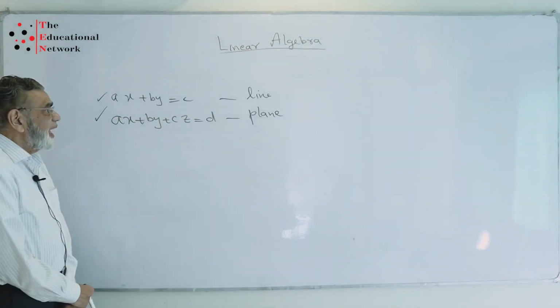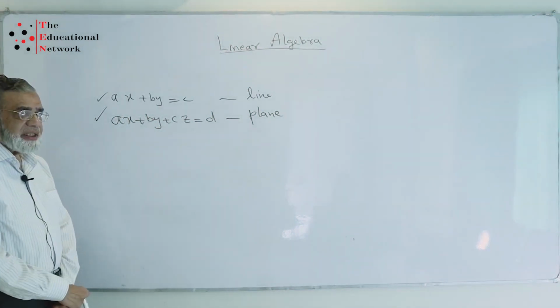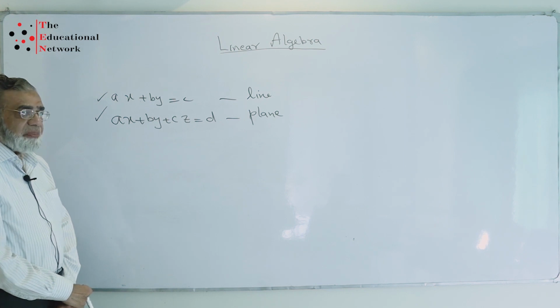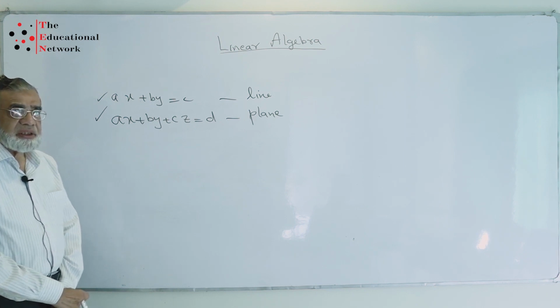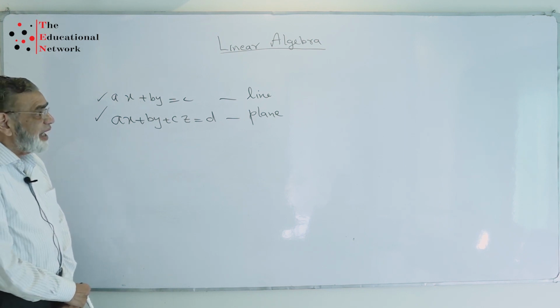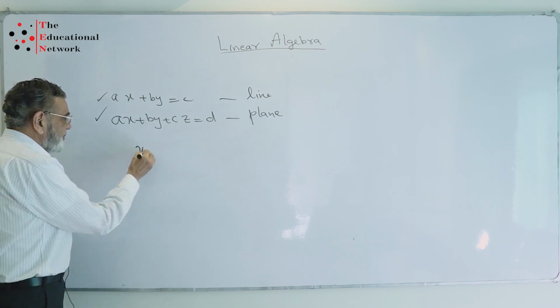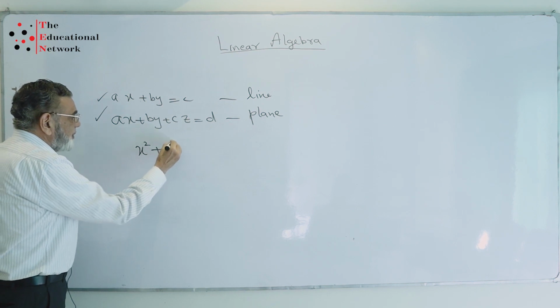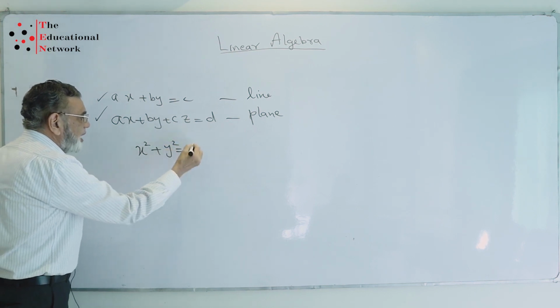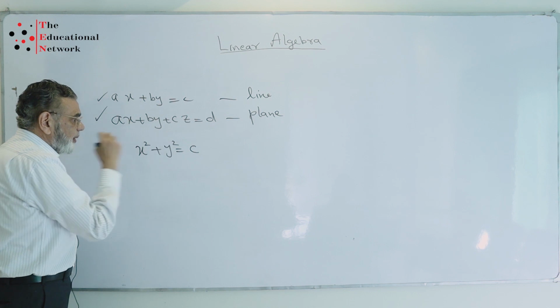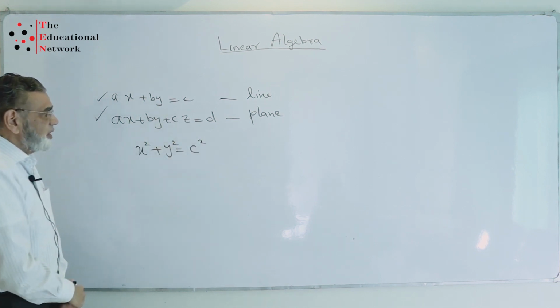As I mentioned, we have these two equations I defined, the equation of a line and the equation of a plane, and these are my linear equations. What's the difference between these and others? I have one more equation, the equation of a circle, as x square plus y square equal to c square, or sometimes we take r square. So this is my equation of a circle.